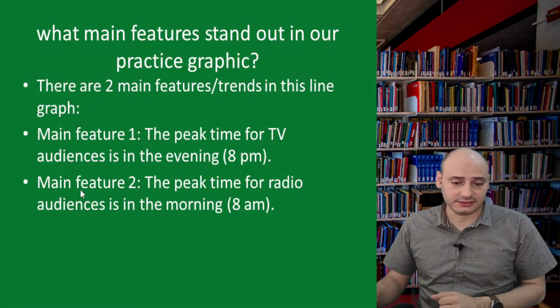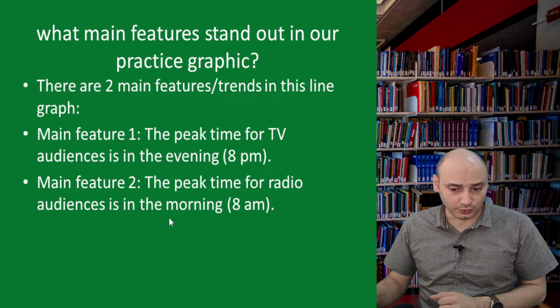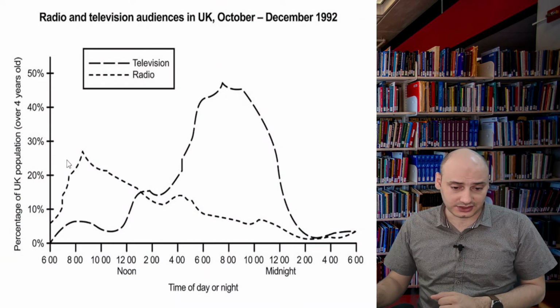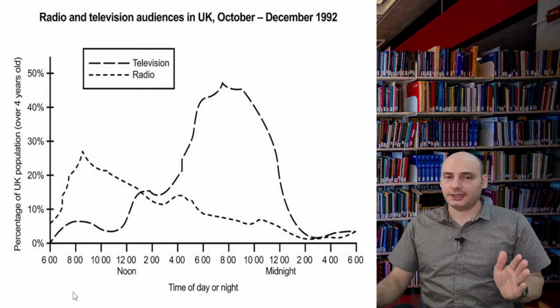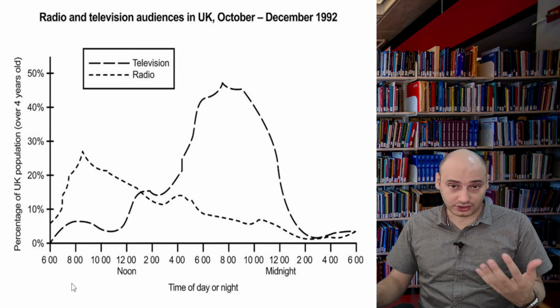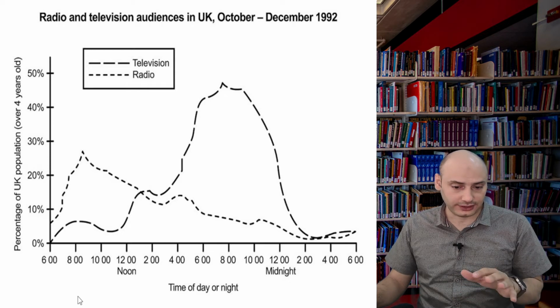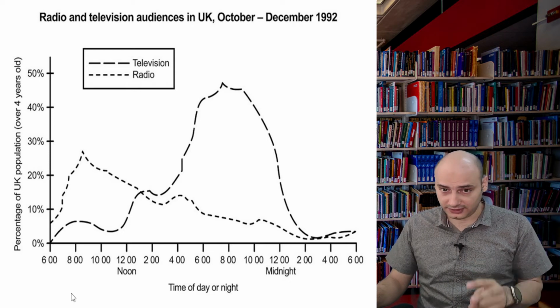Let's have a look at main feature number 2. The peak time for radio audiences is in the morning, 8 a.m. Let's have a look at it. So this is the radio, and this is 8 a.m. Okay, and this is the peak. Here, it's in the morning. So this time, we're just trying to figure out the main features. Now we could have found two main features.